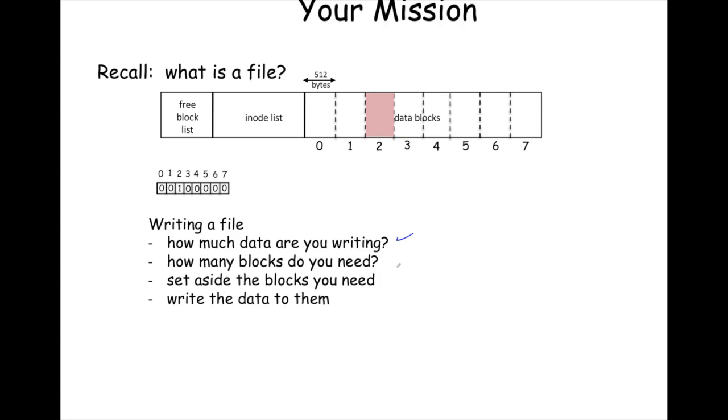So you calculate how many blocks you might need. The next thing you're going to do, after you've answered these two questions, is set aside the blocks that you need in order to write that file. So let's say you needed 2 blocks. Well, we know that block 2 is already taken, so we might allocate block 0. That gets a 1, and block 1 gets a 1. So now we've reserved blocks 0 and 1 by writing a 1 in the free block list for those positions. And now we write the data to those blocks once we've allocated them.